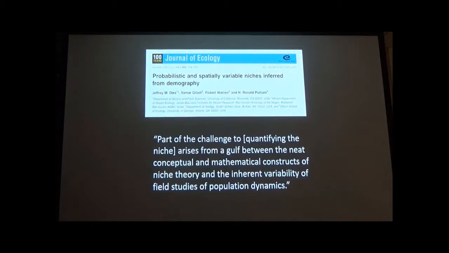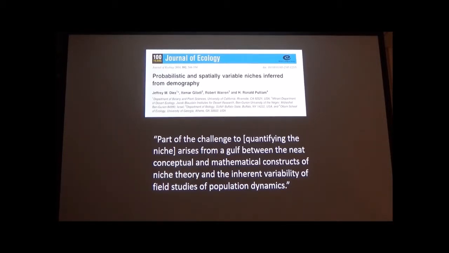So this is a great quote from a paper by Jeff Dietz that came out recently. He says, part of the challenge to quantifying the niche, they use slightly different wording because they're focusing on something very specific, but that's largely what he was talking about: part of the challenge to quantifying the niche arises from a gulf between the neat conceptual and mathematical constructs of niche theory and the inherent variability of field studies of population dynamics. Things look very nice and neat on paper, and you can have an elegant theory that makes a lot of sense, but it's really hard to actually see that play out and quantify that in the field. But what was really exciting about this paper for me when I saw it was, oh my goodness, they're actually doing this.